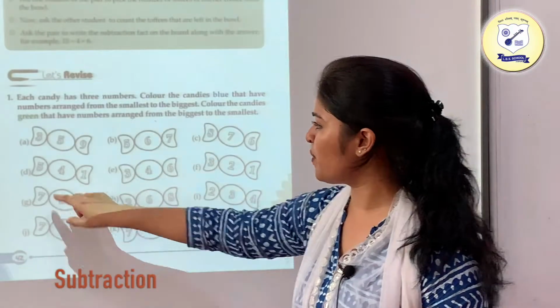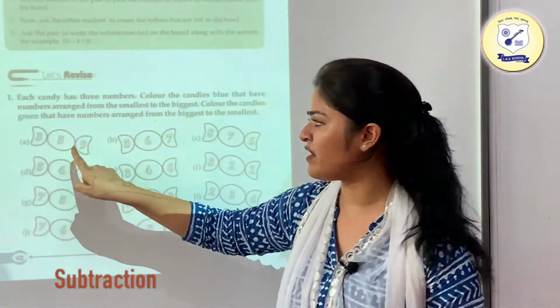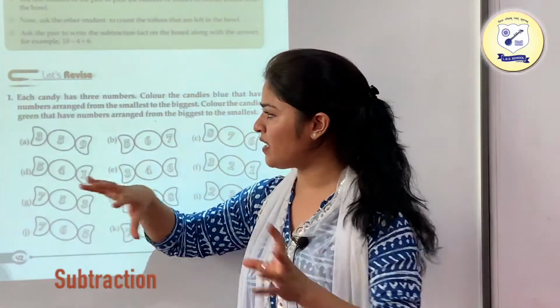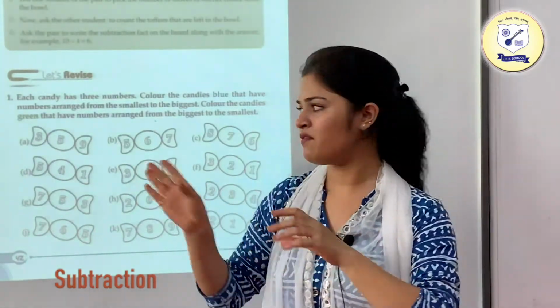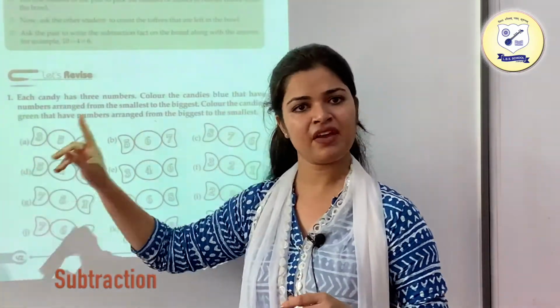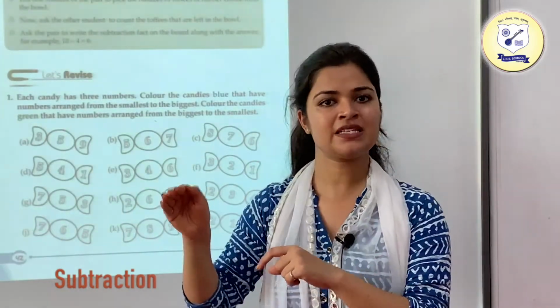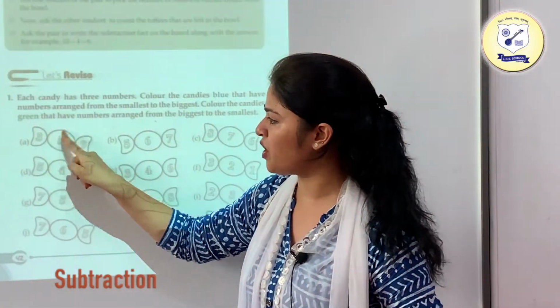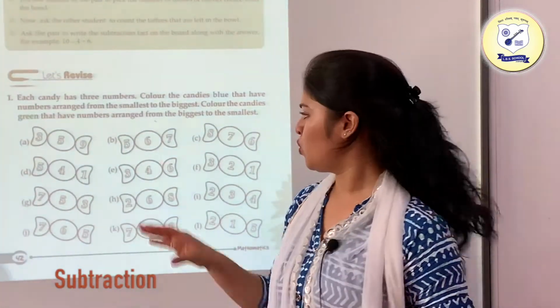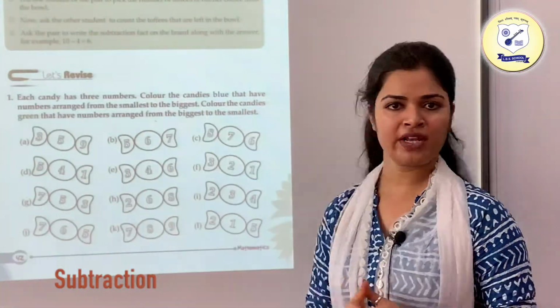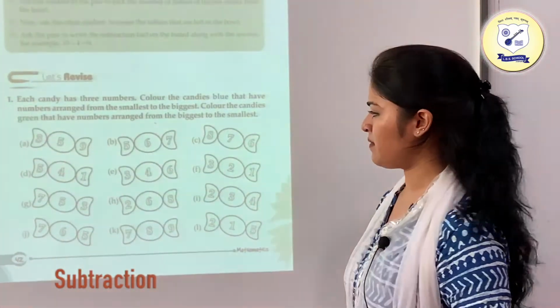Okay. So smallest to biggest is, first of all, we are having 3, 5 and 9. As we know that when you are counting from 1 to 10, first of all we are having 3, after that 5 and then 9. So yes, this is arranged in smallest to biggest sequence. So we are just going to color this in blue. Similarly we are having a few more examples, so just do it yourself.